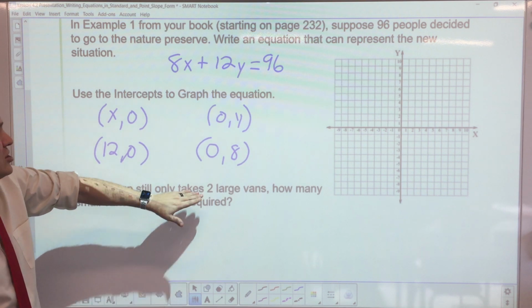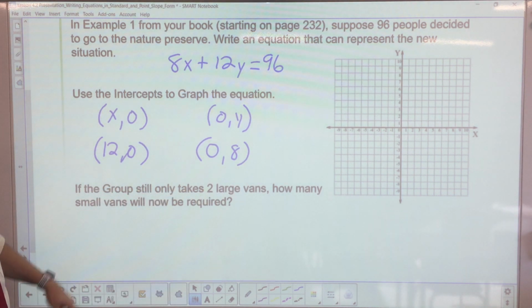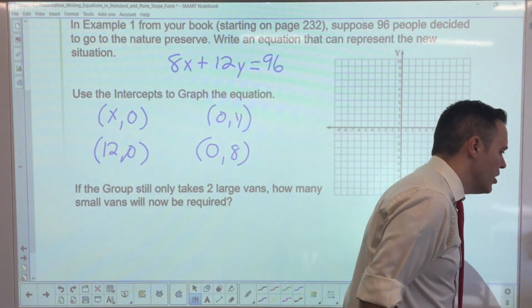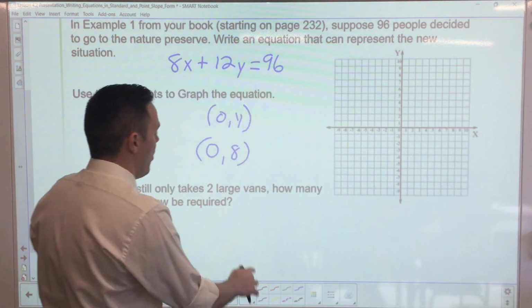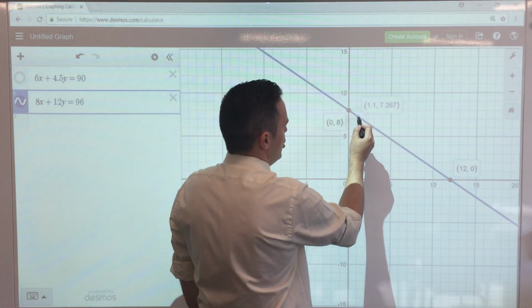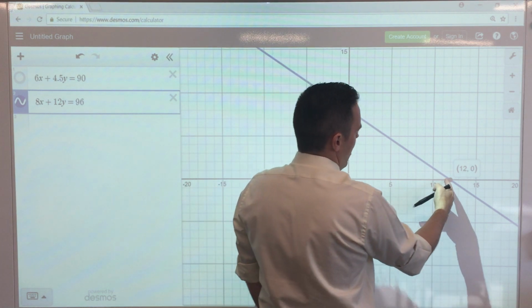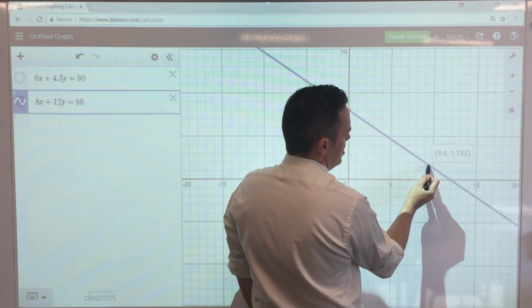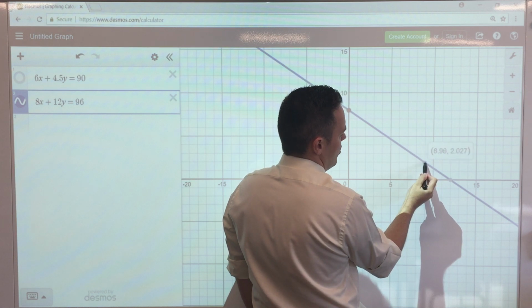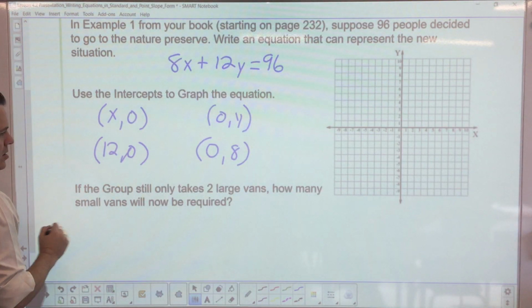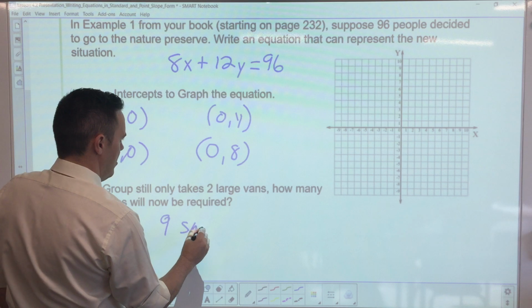If the group still only takes 2 large vans, how many vans are required? So the large vans, if you look at your equation in the book, the large vans are the y values. So my y is 2, so I should probably come down here. My y is 2, my x is going to be what? 9. So how many small vans do they need now? They need 9 small vans.